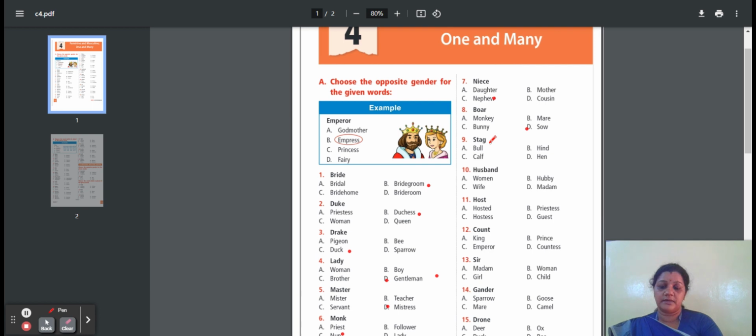Ninth one, stag. It means the male of a deer. Here are the options: bull, hen, calf, hen. Bull, an adult male of the cow family. Hen, the female of any bird. Calf, a young one of a cow. Here is the option B, hen. So the opposite gender for stag is hen.